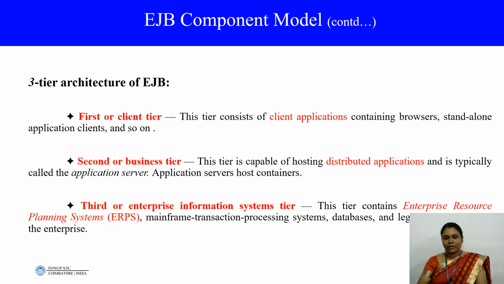And we have a three-tier architecture in Enterprise Java Beans. The first one is the client tier, the second one is the business tier, and the third one is the enterprise information system tier. The client tier consists of client applications like browsers and standalone applications. The business tier is capable of hosting distributed applications, which is known as the application server. And these application servers can host containers. The third one is the Enterprise Information System tier. This tier contains enterprise resource planning systems, mainframe transaction processing systems, and databases.